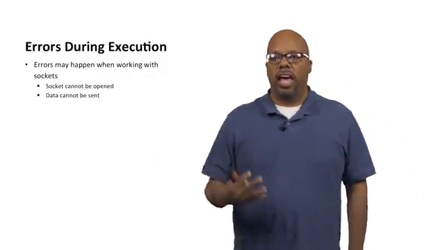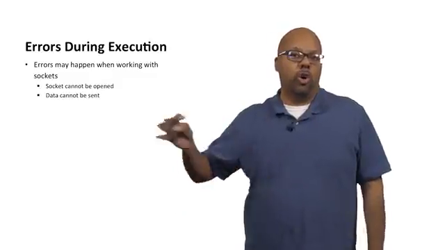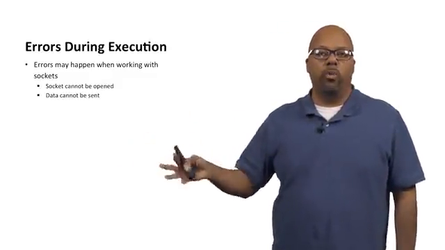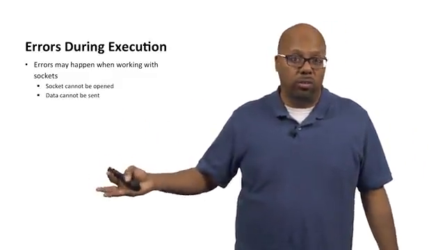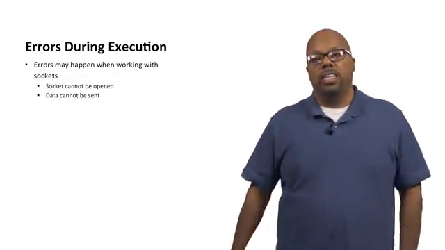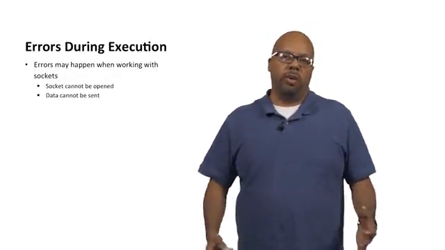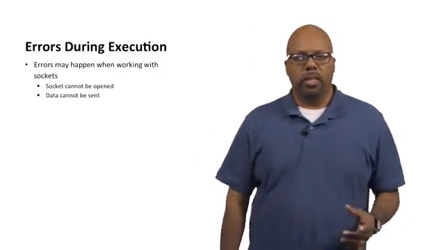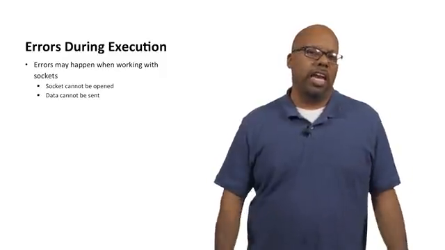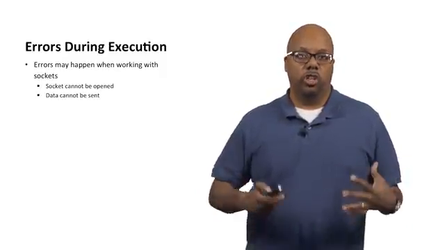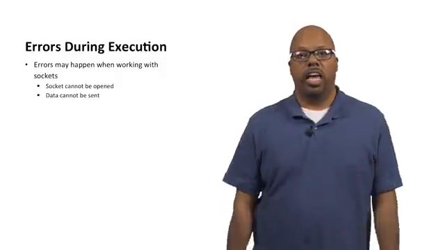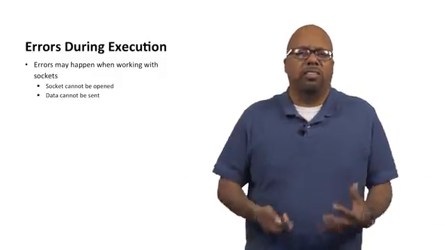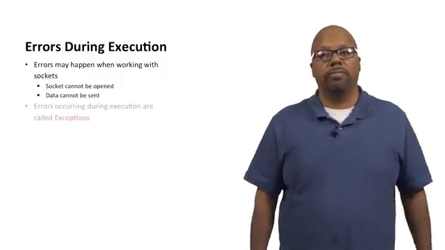Common things like the socket cannot be opened. So you try to open a socket on another end, and you can't open it. Maybe the server's not there or something like that, right? Data can't be sent for some reason. Data might be blocked. This type of thing happens in networks, right? So there are lots of errors that can happen when you're using sockets, and you want to be able to handle these errors. You don't want your code to just crash every time something like that happens. You'd like it to be able to print a response, tell you what's going on at least.